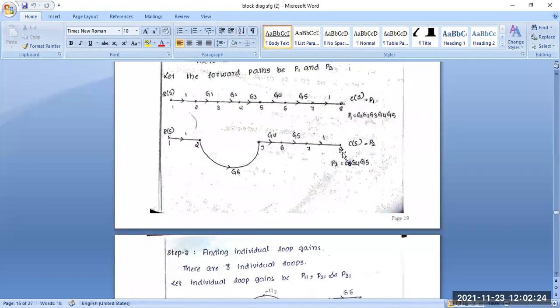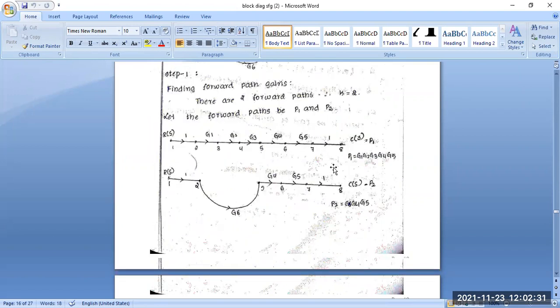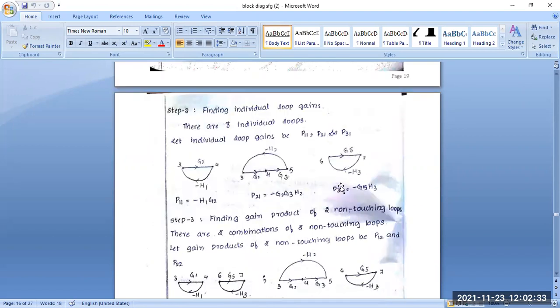Another last one, this is G5 and G4. Okay, so this is minus H3. So you can easily calculate it, P31, that is equal to G5 H3. Okay, so second step, you have to calculate any individual loop gains are present or not. So in this given problem, we have to calculate the individual loop gain from here also. It is clear, all of you?